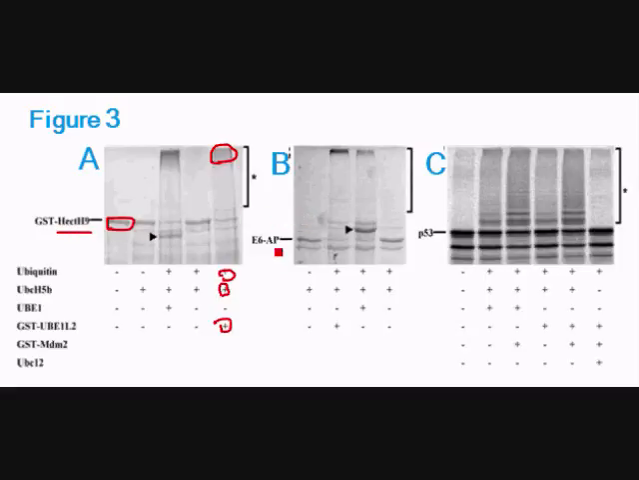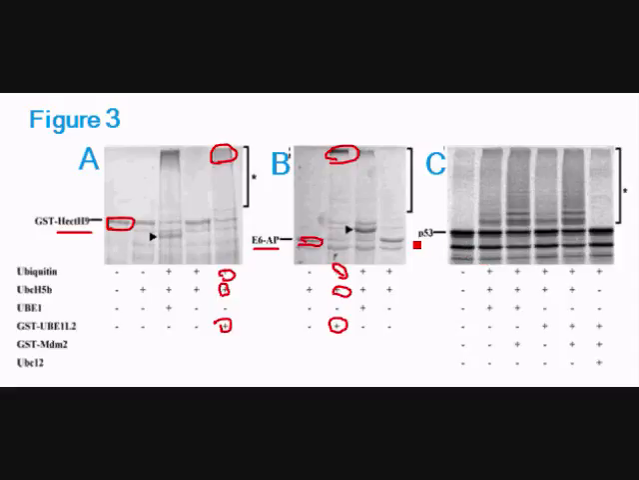In B, they're using E6AP as a substrate, and here we have its regular running position. And then in a sample with UBE1L2 and an E2 as well as ubiquitin, and E3 being E6AP itself, we again see a shift in position of the band to a higher molecular weight.